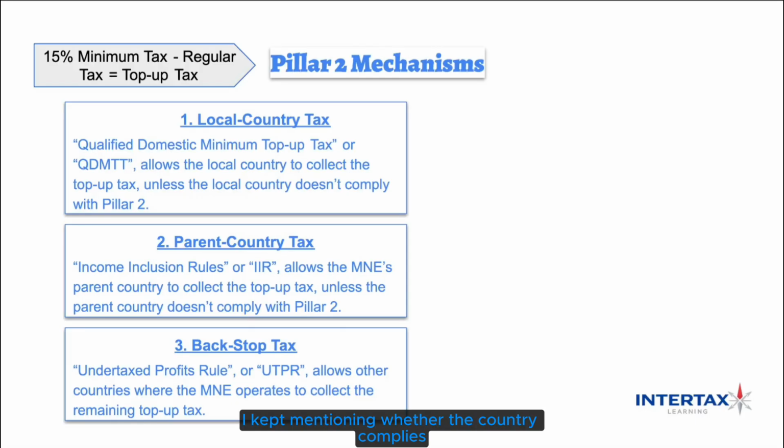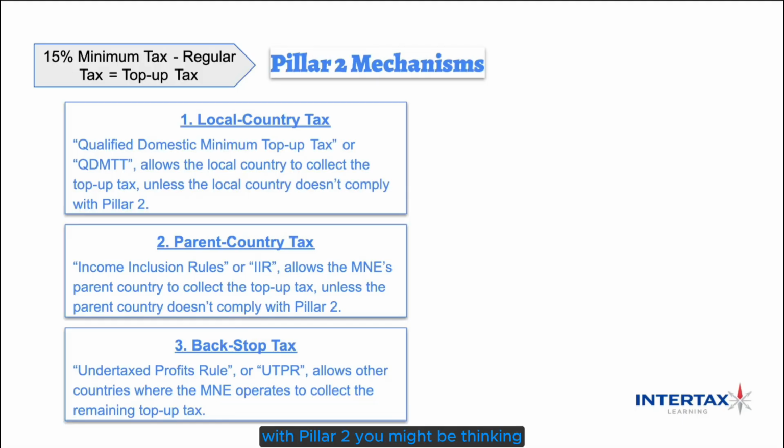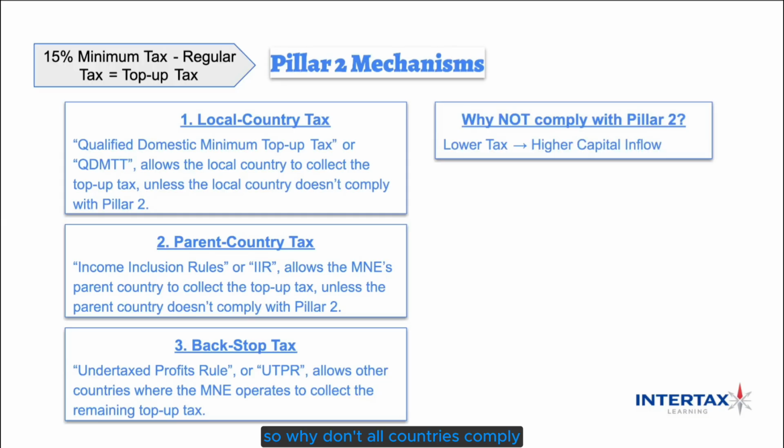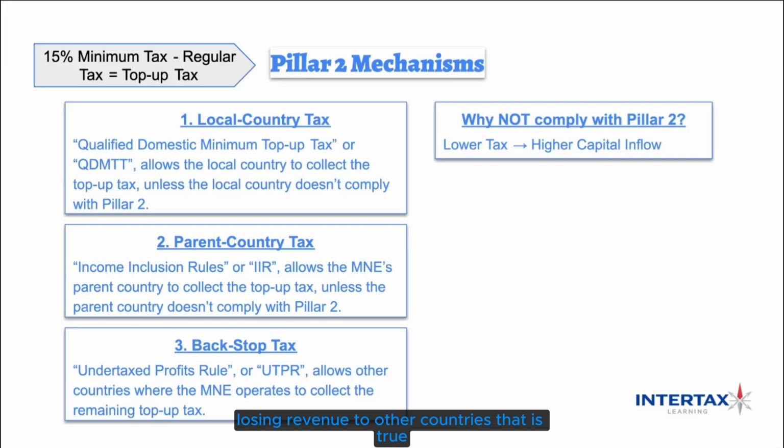I kept mentioning whether the country complies with Pillar 2. You might be thinking, collecting higher tax increases revenue, so why don't all countries comply? Whoever is not complying is basically losing revenue to other countries. That is true, but some countries use a lower tax rate as a strategy to attract capital inflow.